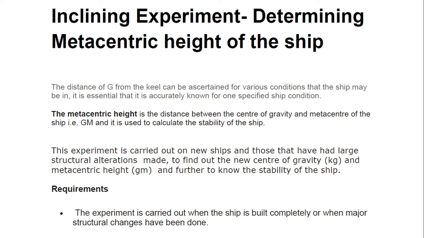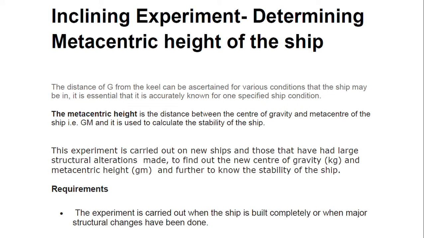Okay, so on and off, in day-to-day problems you must be solving this in naval architecture. But there may be a question: why then inclining experiment, if we can ascertain the metacentric height by knowing all the values, displacement, height, LPP, length between perpendiculars, and all those criteria? Then why this inclining experiment? The metacentric height is the distance between the center of gravity and metacenter of the ship, that is M, that is ZM, and it is used to calculate the stability of the ship.